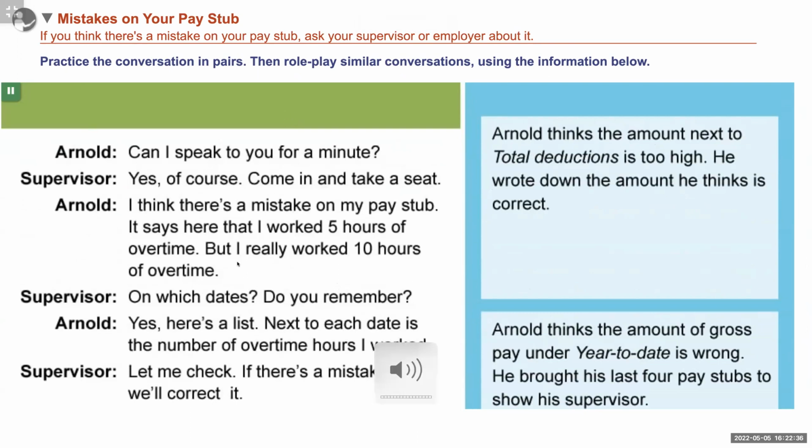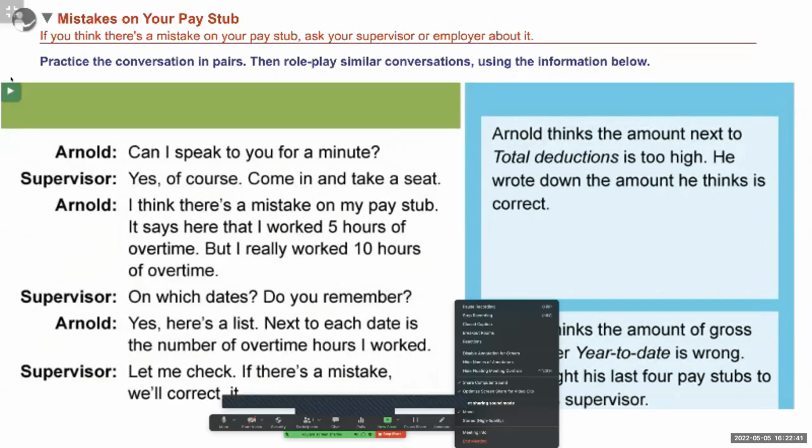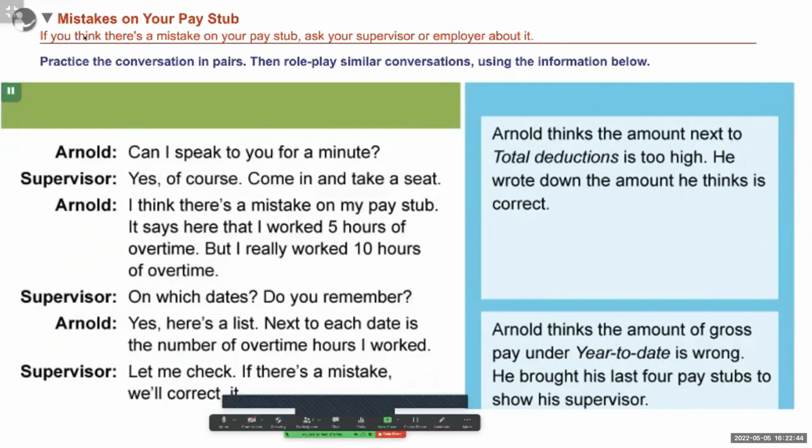Can I speak to you for a minute? Let me share the sound before we move on. Yes, of course. Come in and take a seat. I think there's a mistake on my pay stub. It says here that I worked 5 hours of overtime, but I really worked 10 hours of overtime. On which dates? Do you remember? Yes, here's a list. Next to each date is the number of overtime hours I worked. Let me check. If there's a mistake, we'll correct it. Thanks.